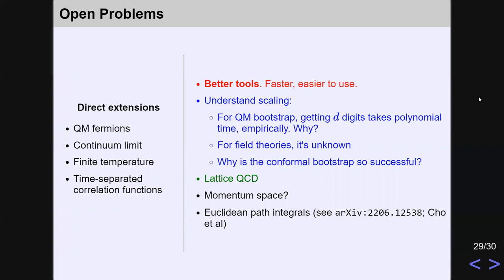The advantage to Euclidean path integrals is that you can bound not just the Hamiltonian expectation value, but get upper and lower bounds on any other expectation value. So that's an attractive generalization. Anyway, with that, thank you.